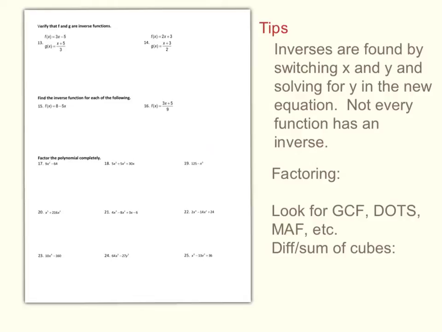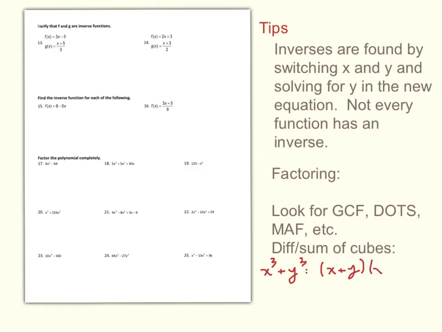Factoring, you've got to look for GCF, difference of two squares, MAF, and the sum or difference of cubes. So I want to give you that formula real quick. The sum of cubes, if you've got x cubed plus y cubed, then you have to figure out what to the third power makes x to the third. In this case, it's just x plus y.